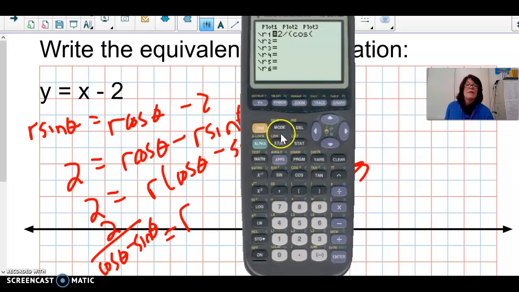Cosine. Now watch what happens when I hit x. It automatically goes to a theta. See how this says x-t-theta like that? Those were all in case I'm in a different form. Cosine theta minus sine theta. Graph it. Well, what do you know? Does that look like y equals x minus 2 to you? It looks like y equals x minus 2 to me.